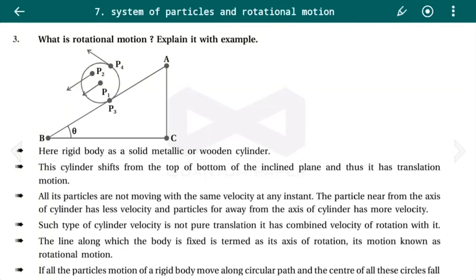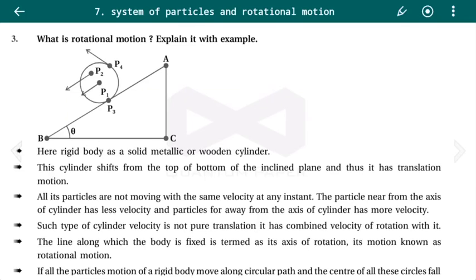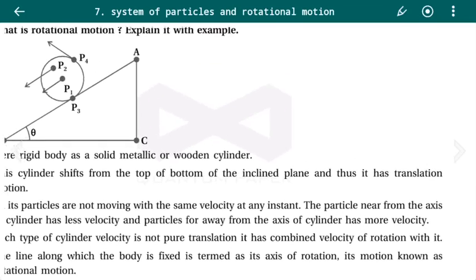Now let us see what rotational motion is, and explain it with an example. Here the rigid body is a solid metallic or wooden cylinder. This cylinder moves from the top to the bottom of the inclined plane and thus it has translational motion. But all its particles are not moving with the same velocity at any instant.